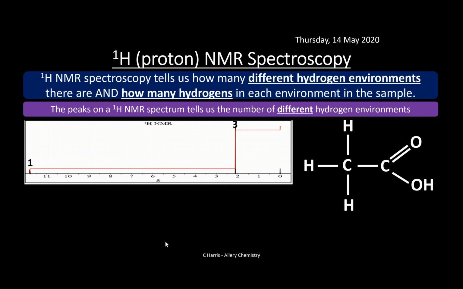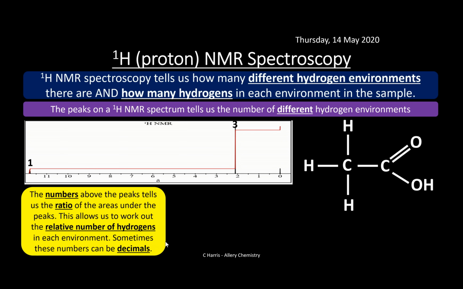Okay, so we've got our molecule here. This is ethanoic acid, a carboxylic acid, and we have the NMR spectrum for this here. Now, you can see we've got numbers above the peaks in this spectrum, and this tells us the ratio of the areas under the peaks. This allows us to work out the relative number of hydrogens in each environment, and sometimes these numbers can be decimals. We call this red line an integration trace.